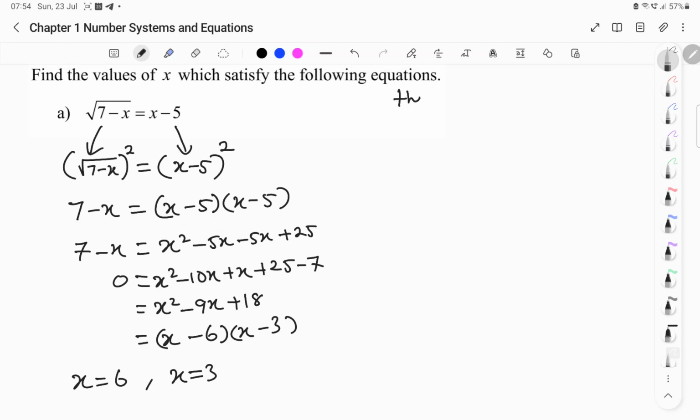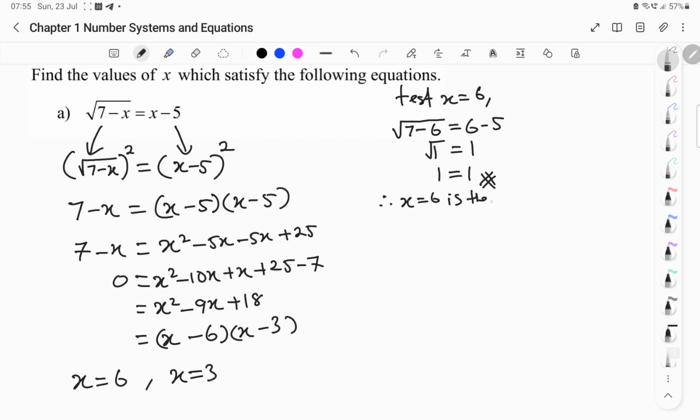First we are going to test x equals 6. How to test? Just substitute 6 back into the original equation. That's all. We have 7 minus x, so we replace the x by 6. Over here also replace by 6. Then we find the answer. We have square root of 1, and this one we have 1. Therefore, 1 equals 1, which is true. When the statement is true, then x equals 6 is the solution for this equation.